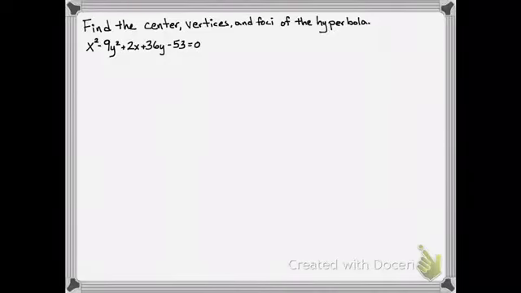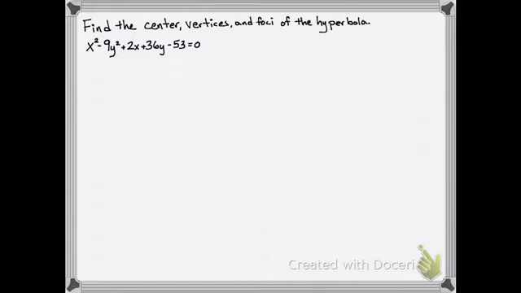All right, so our next video here deals with just some more examples, and then we're going to look at the general form of all conics. But first, a quick example, one more of hyperbolas. Find the center, the vertices, and the foci for this hyperbola: x squared minus 9y squared plus 2x plus 36y minus 53 equals 0.